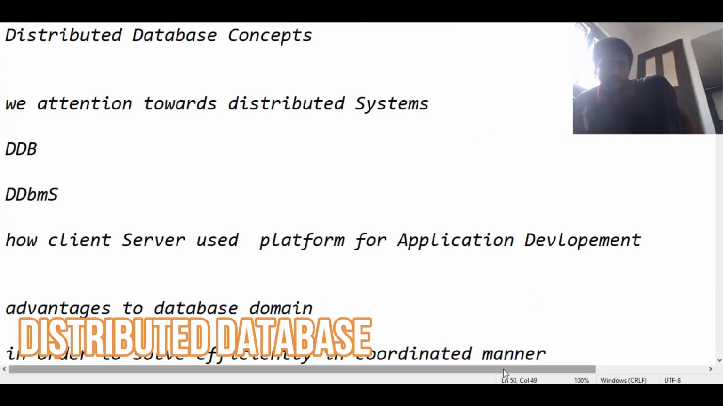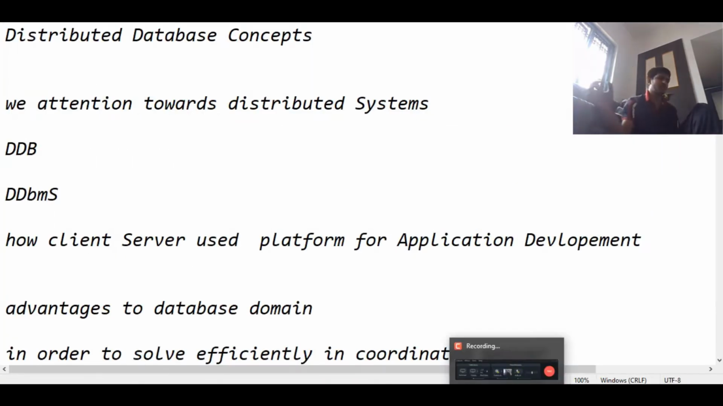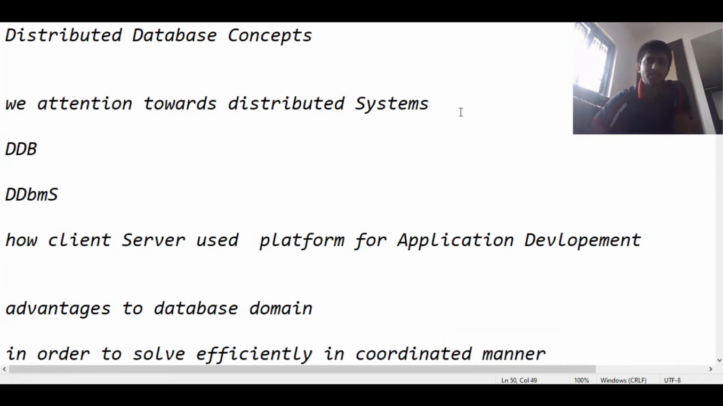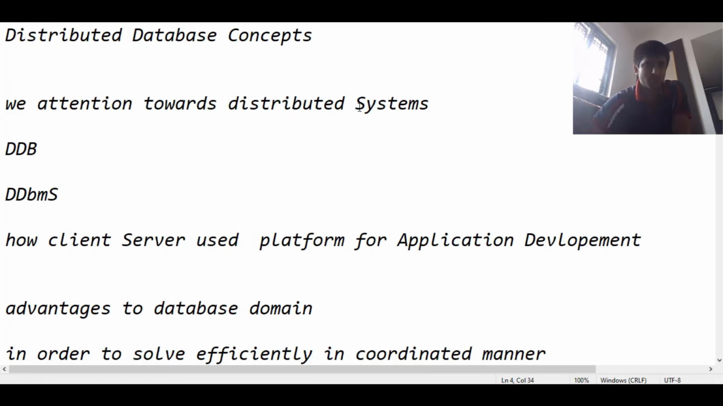Today in this video, I will be discussing distributed database technology. We are mainly focused on distributed systems, specifically distributed database application development, and the DDBMS, the distributed database management system.